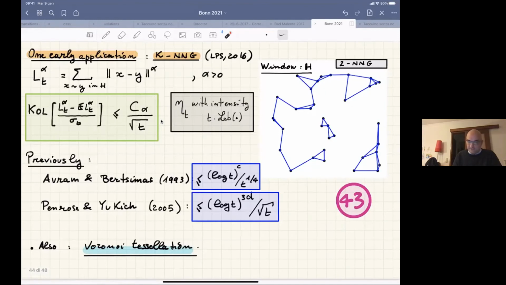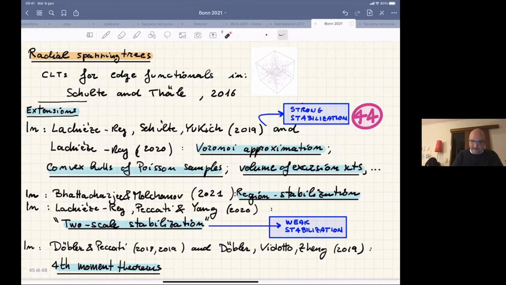And just an overview of applications very quickly. There are applications to the nearest neighbor graph in our original paper, where we were able to improve a number of existing bounds on the speed of convergence. There is an equally admirable paper by Matthias Schulte and Christoph Thäle about radial spanning trees and edge functions of radial spanning trees. Several other applications are contained in this page, that we will put online.